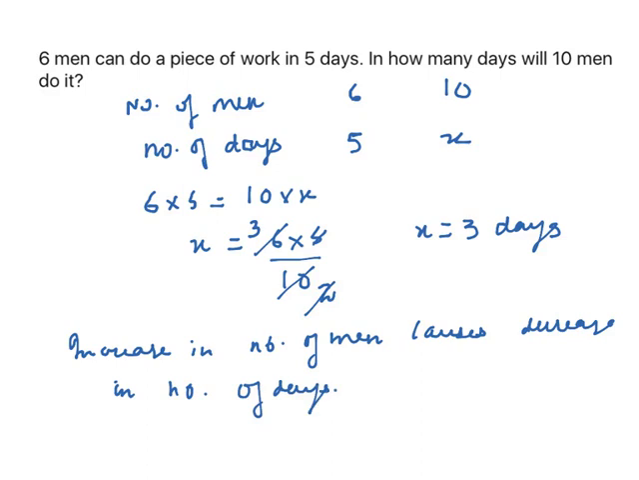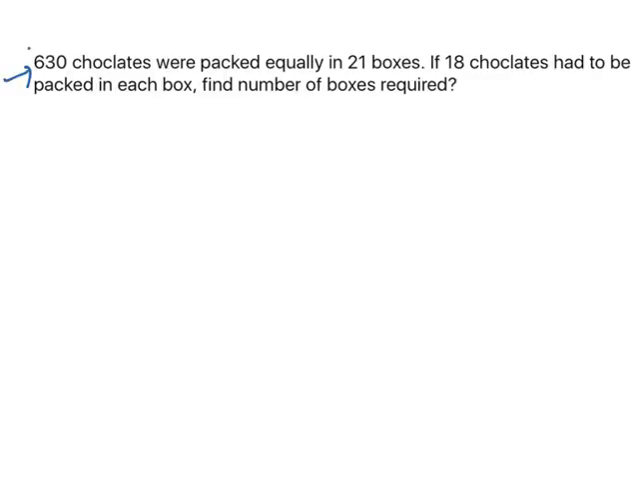Now let's take some more examples. Next example is: 630 chocolates were packed equally in 21 boxes, and if 18 chocolates had to be packed in each box, we have to find out the number of boxes required. So first of all, we will find out from the given data how many chocolates were packed initially in each box.